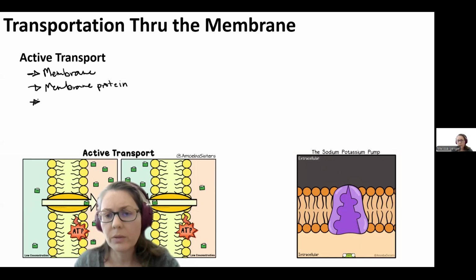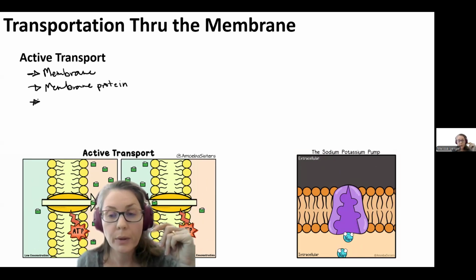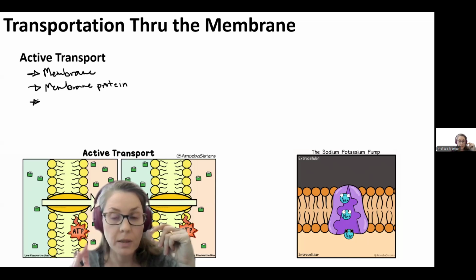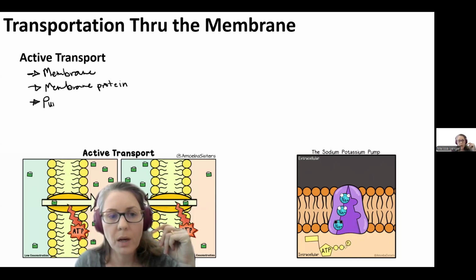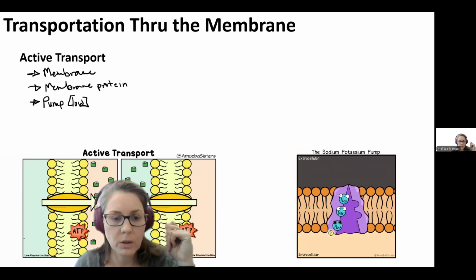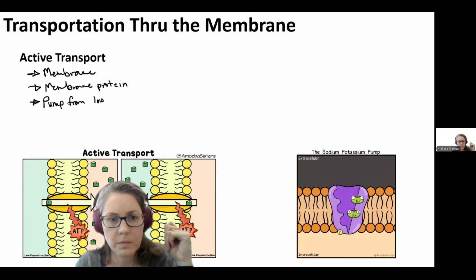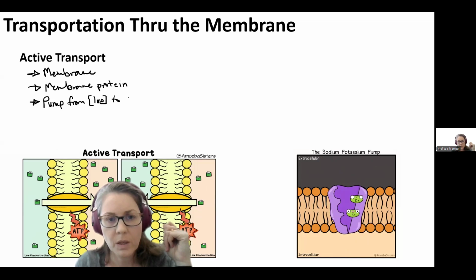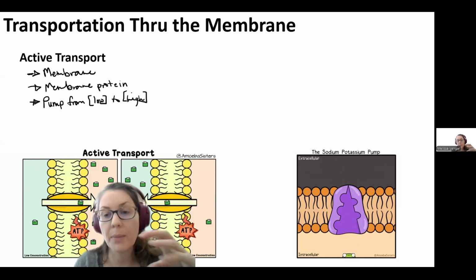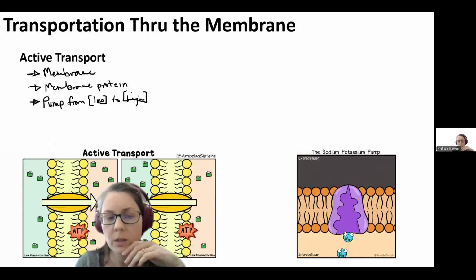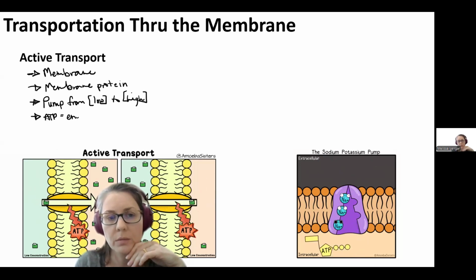Now, instead of moving from a high area to a low area, you're going to pump against that. So in this case, you're going to pump from a low concentration to a high concentration area. So you're actually going in a backwards direction, in an unnatural direction. And when you do this, it requires ATP or energy.